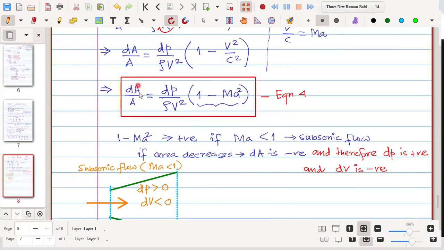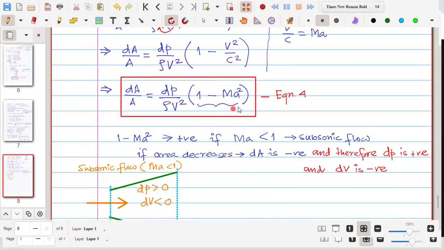If area decreases, then it will be a converging duct. If area increases, then it will be a diverging duct. That means on this relation, we will apply different cases for Mach number less than 1, for Mach number greater than 1, for dA positive, dA negative. So we will basically get 4 cases, isn't it? One thing is Mach number less than 1, Mach number greater than 1. So 2 cases. Again, area decreasing, area increasing. So again 2 cases. That means there is a combination of 4 cases.